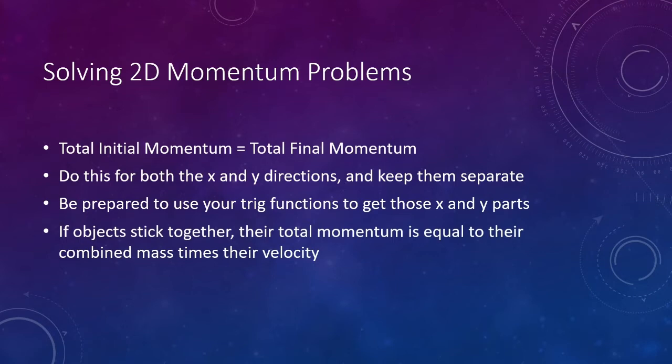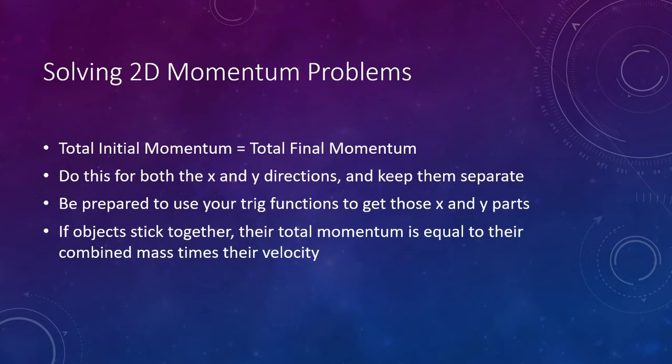You have to separate the momentums into their x and y parts and always keep them separate. A lot of times you'll be given velocities in terms of magnitude and angle, so you'll have to use your trig functions to separate them out to the x and y pieces. And you'll look at solving for the momentum of each object in the x and y directions. Total initial momentum of those two objects will equal the total final momentum of those two objects in each direction. And in the case where objects stick together, the total momentum will equal their combined mass times their velocity.